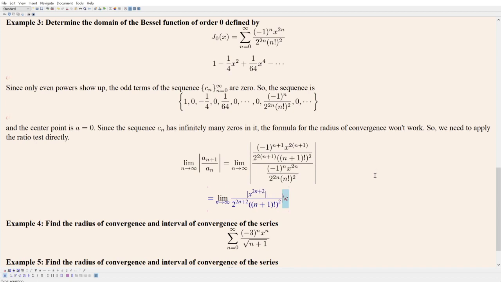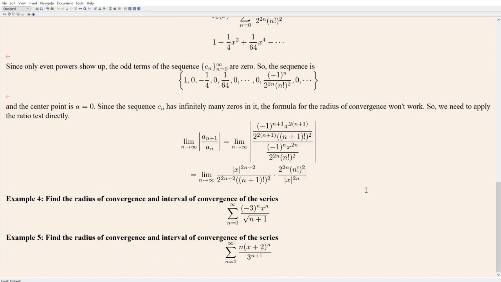Okay. So there's that. And then multiply by the reciprocal, so 2 to the 2n, n factorial squared over absolute value x to the 2n. And actually, you can pull the exponent out of the absolute values as well. Really only keep it around the x. That's fine. Okay. Alternators are gone. Absolute values are only around the x.